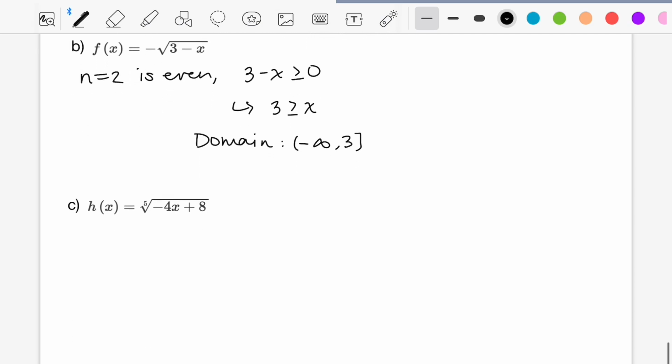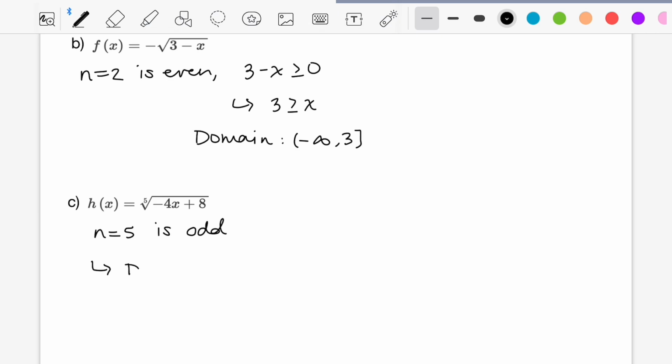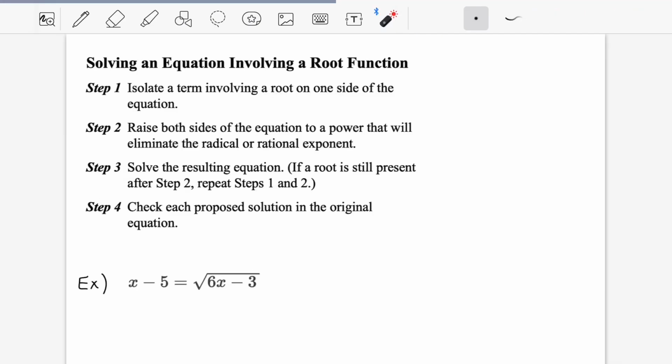And the last one we'll look at here is this function. We want to find the domain of this one. And in this case, our root here is 5. This is odd. So this means our domain is just going to be all real numbers, so negative infinity up to positive infinity.